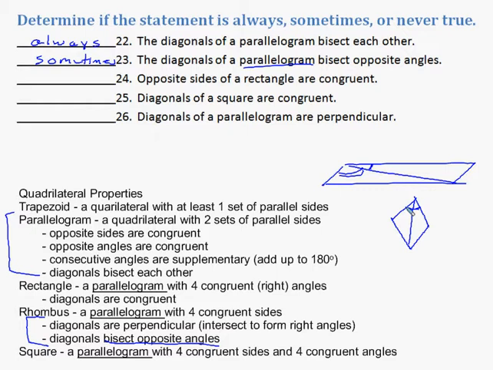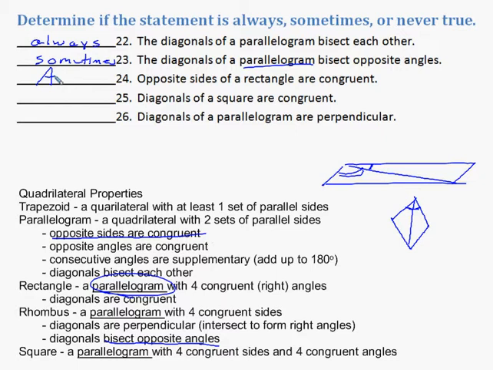Opposite sides of a rectangle are congruent. This is number 24. Well, let's look at it under a rectangle. Do we see that there, that opposite sides are congruent? We don't see it under rectangle, but again, we remember that a rectangle is a parallelogram, and under a parallelogram, we see the opposite sides are congruent. So that's an always. I'm just going to put an A this time for always.